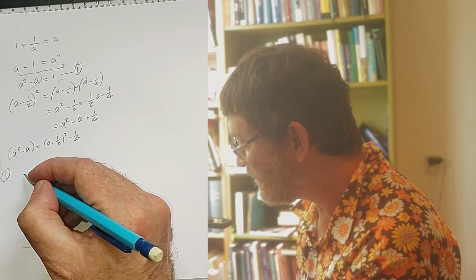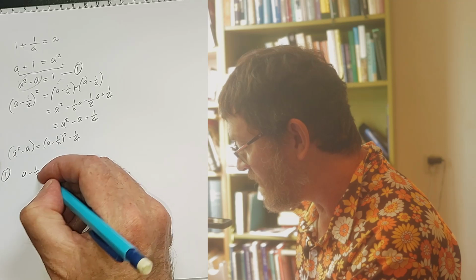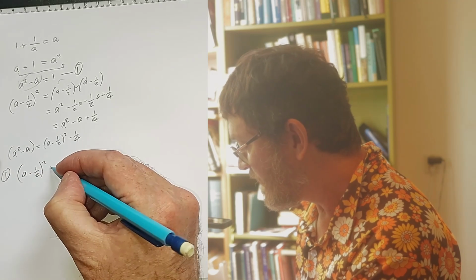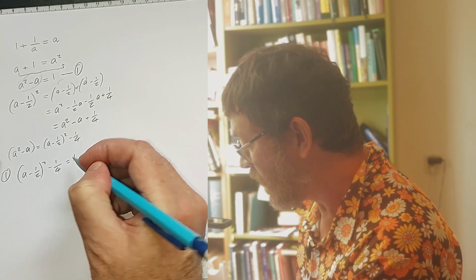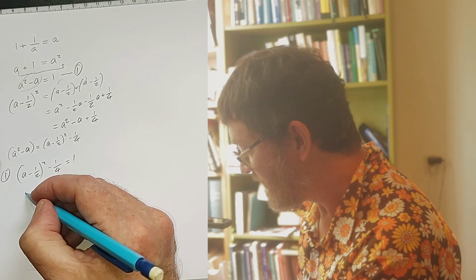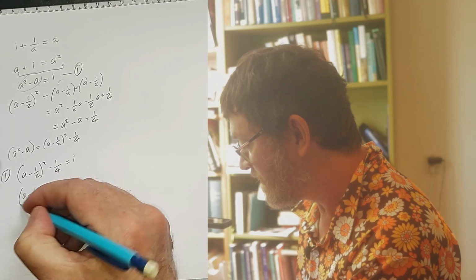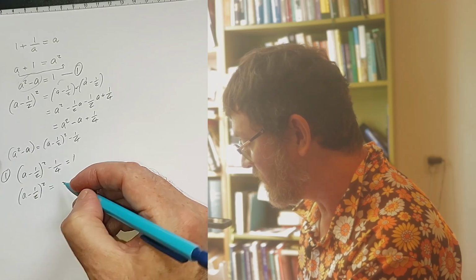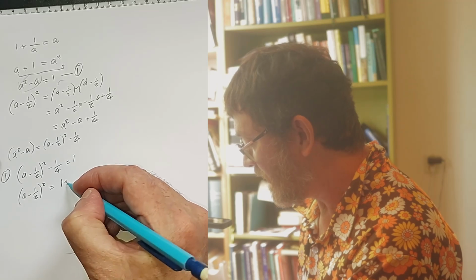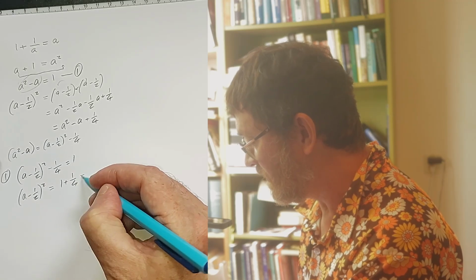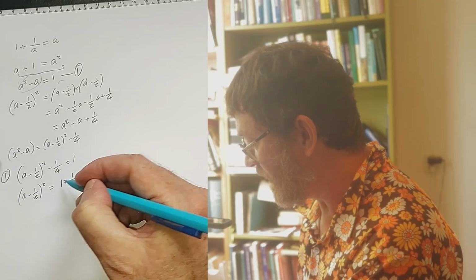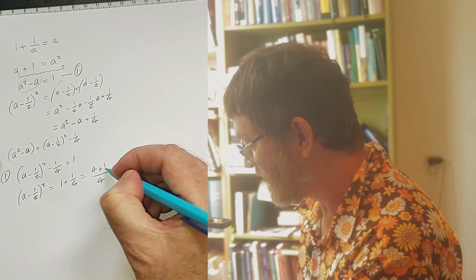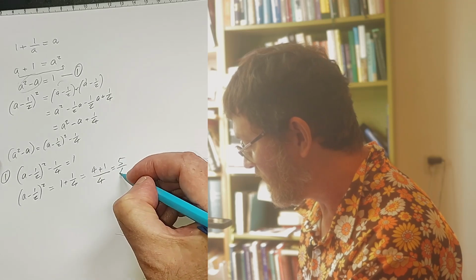We have (a minus a half) squared minus a quarter is equal to 1. We put the quarter on the other side. (a minus a half) squared is equal to 1 plus a quarter, which is equal to 4 quarters plus a quarter, which is equal to 5 quarters.